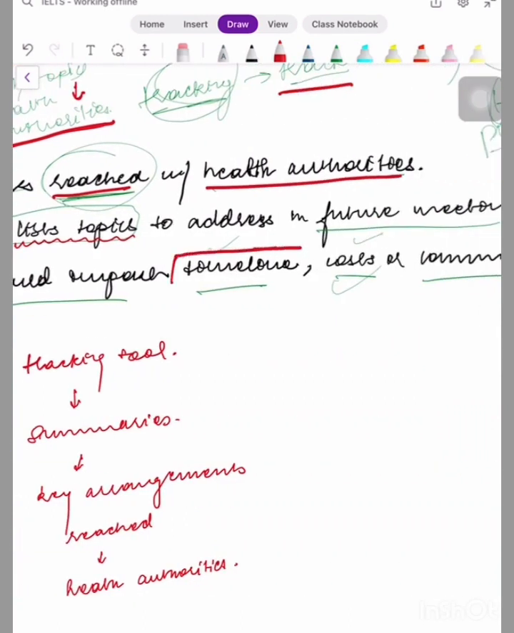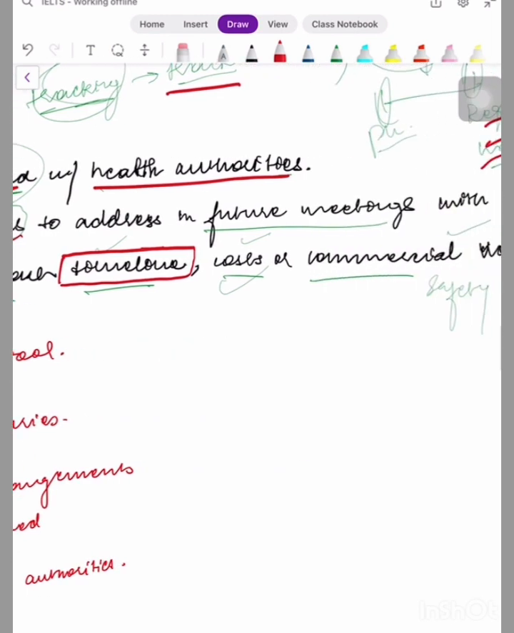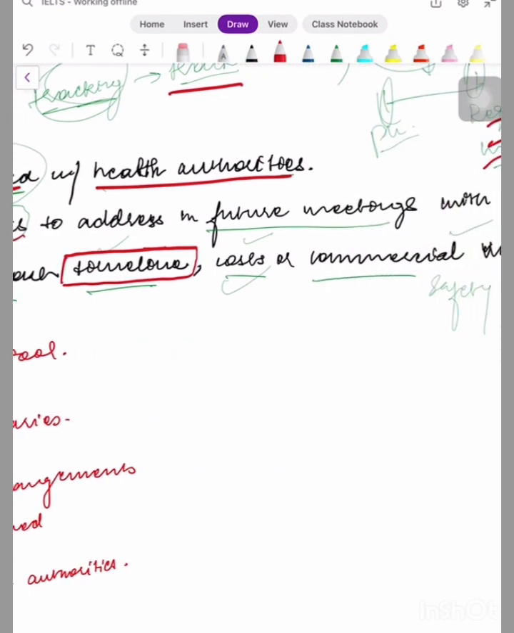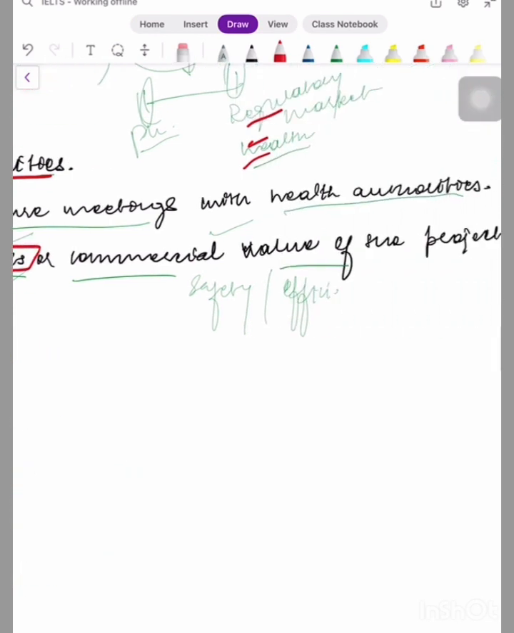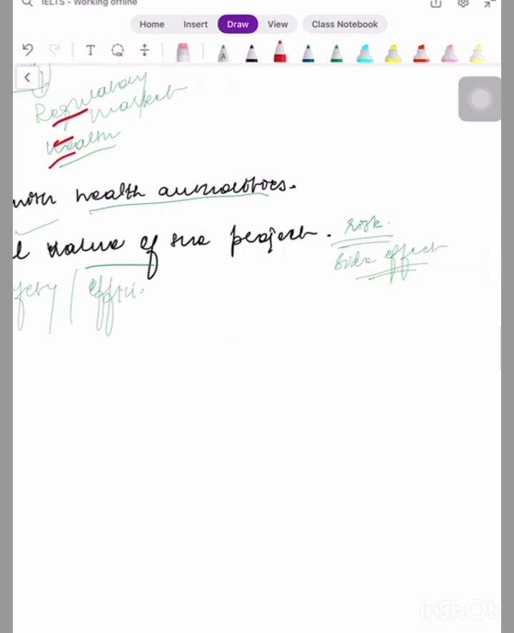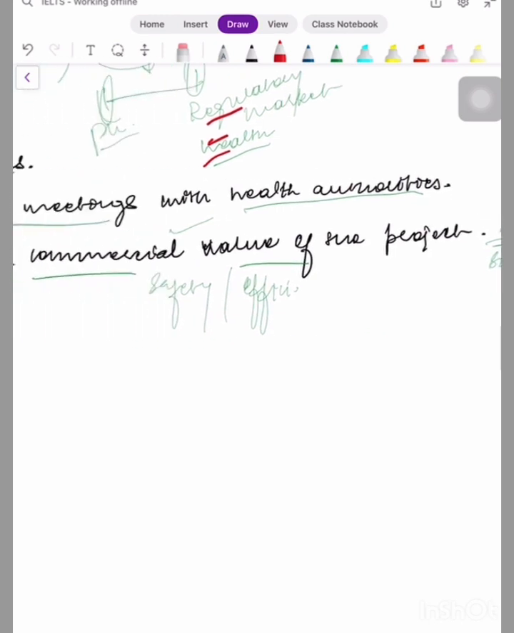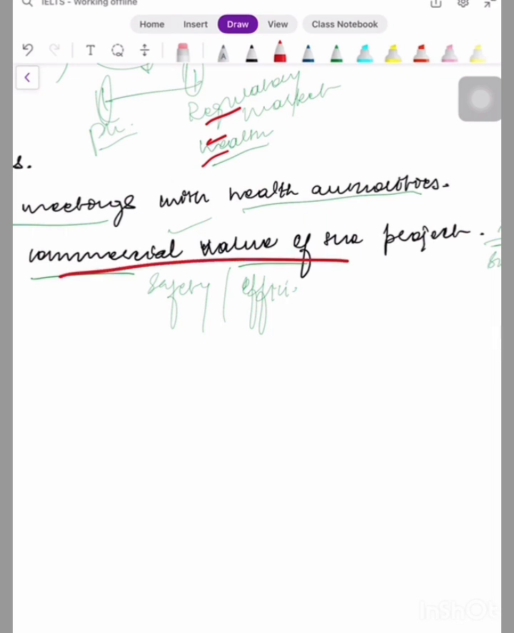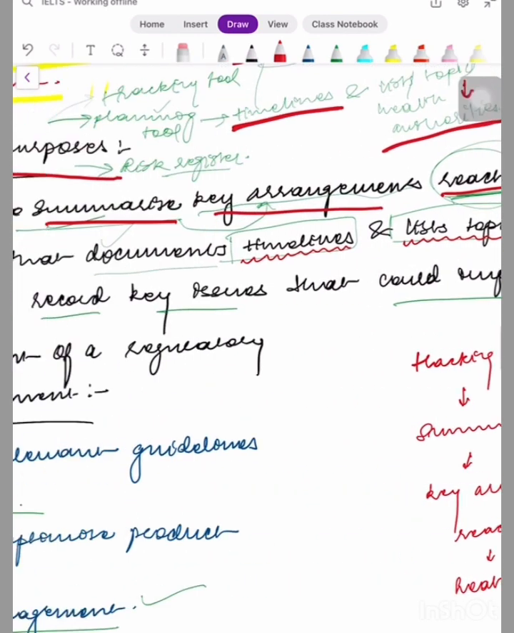Anything that could impact the timeline, delaying of my project launching, the cost and commercial value of the project, then it is going to be registered under the risk register. So the commercial value of the project indirectly can be affected by the safety and efficacy issues as well.